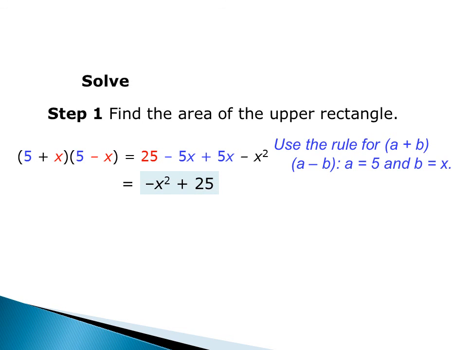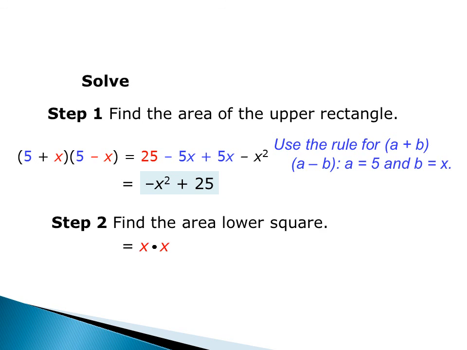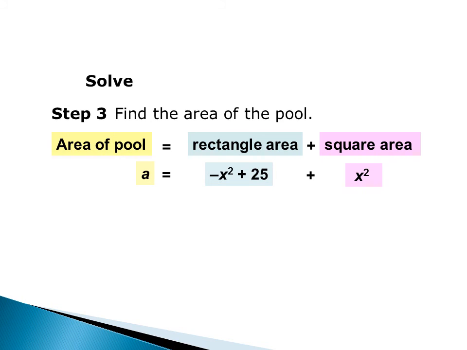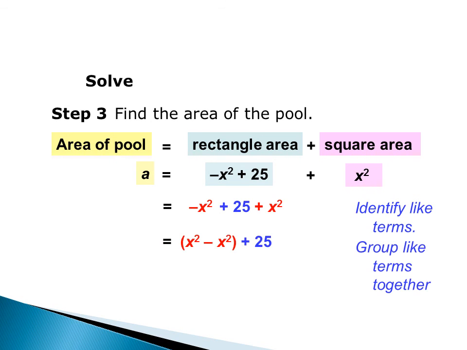Okay, so x squared minus 25, and the area of the lower square is going to be x times x, x squared. Of course, x squared and x squared cancel each other, and your answer is going to be 5. Good. I hope you got it.